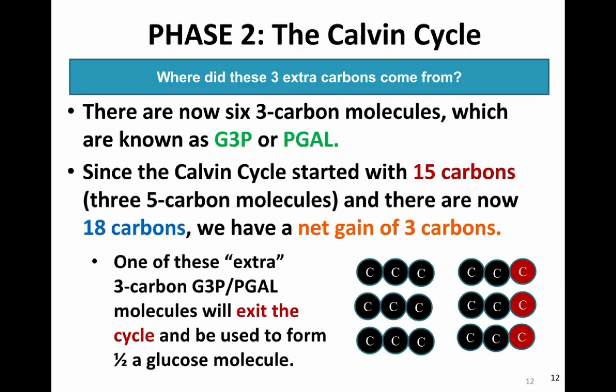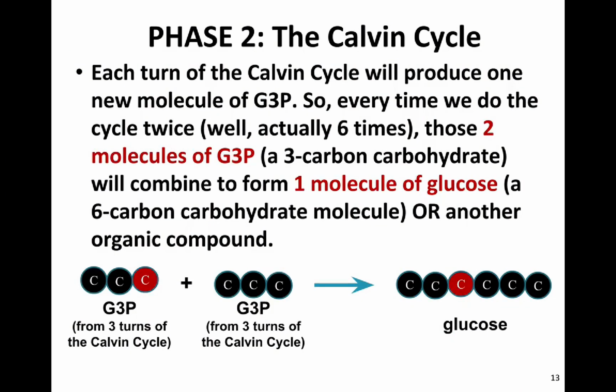And that cycle can continue happening over and over again until we stop bringing in carbon dioxide and stop reduction. So each turn of the Calvin cycle will produce 1 new molecule of G3P, or the other term we use is PGAL. And every time we do this cycle twice, those 2 molecules of G3P will combine to form 1 molecule of glucose, a 6-carbon carbohydrate molecule, or some other organic compound that could potentially be formed.